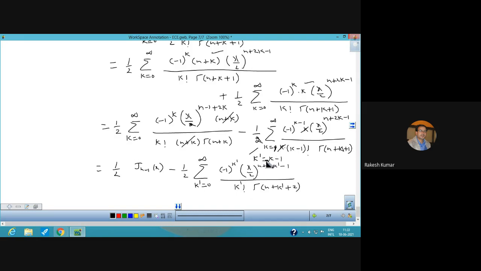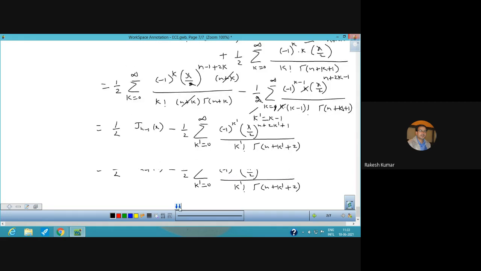Because of this, when you put the value of k dash here, in place of k you put k dash plus 1, it will become plus 2. So that is why we shall get this. Sorry, here you will get a positive sign. When you put k dash in place of k minus 1 and k dash plus 1 in place of k, you will get positive 1 here.